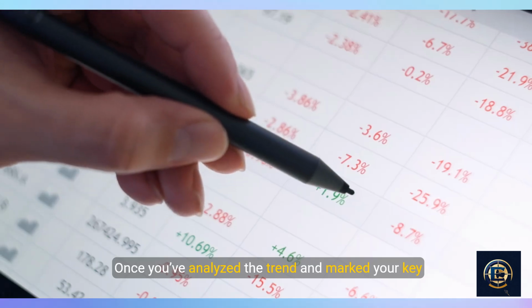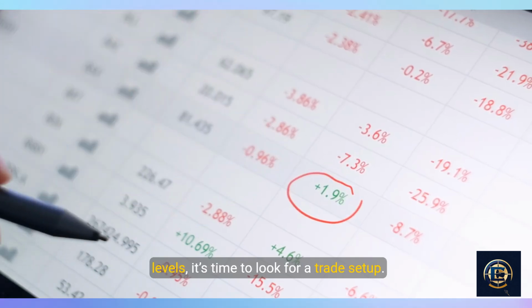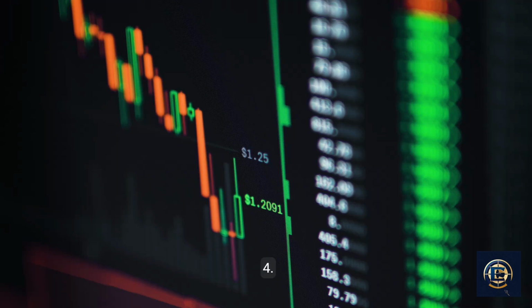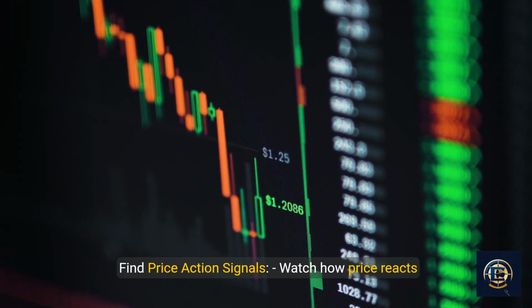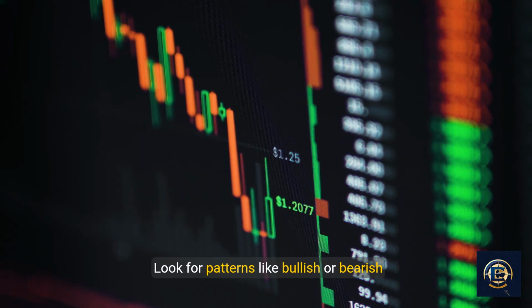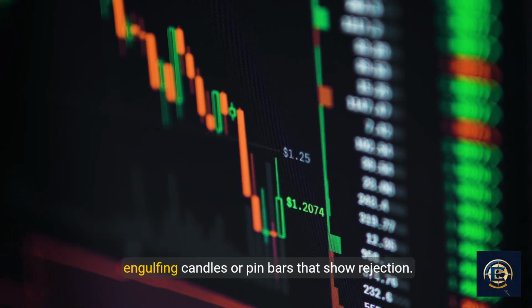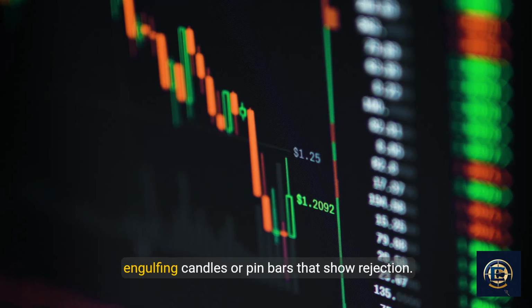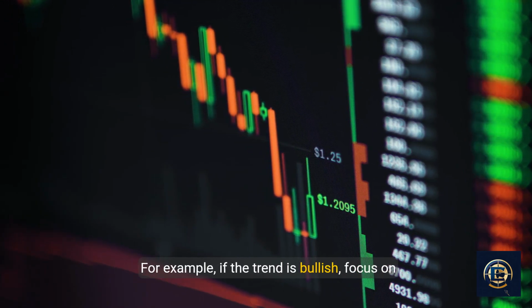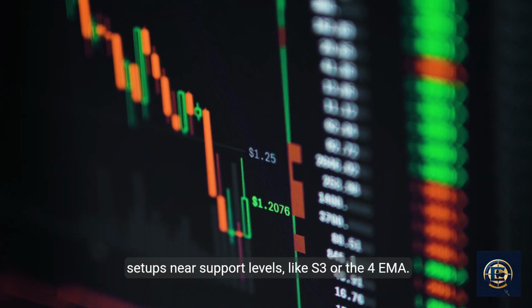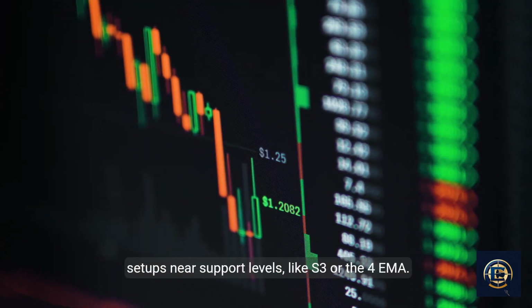Once you've analyzed the trend and marked your key levels, it's time to look for a trade setup. Number 4. Find price action signals. Watch how price reacts around your marked levels. Look for patterns like bullish or bearish engulfing candles or pin bars that show rejection. Ensure the setup aligns with the overall trend. For example, if the trend is bullish, focus on setups near support levels like S3 or the 4 EMA.